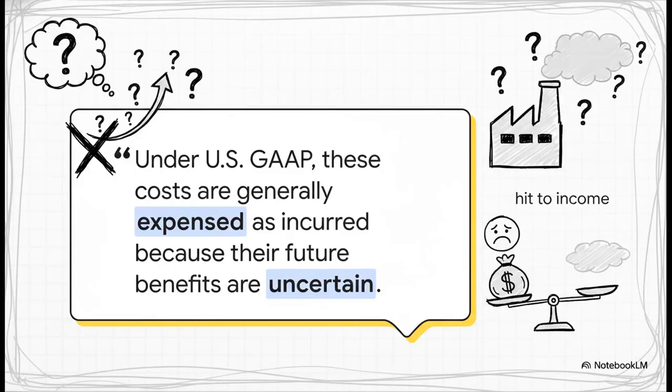You know, US GAAP is pretty skeptical when it comes to R&D. The thinking is, hey, how can we be sure this cool new project will ever actually make a dime? And because that future benefit is so uncertain, you can't justify creating an asset. So what's the only other option? You have to expense the cost right away.